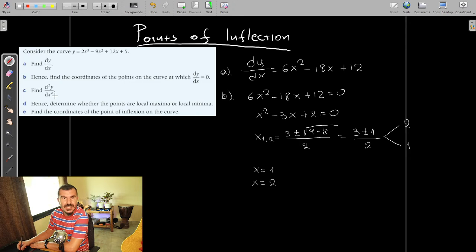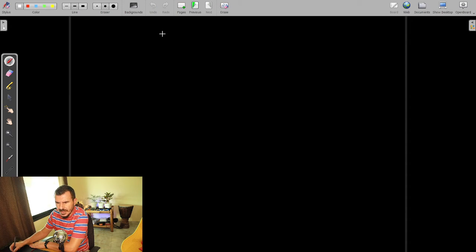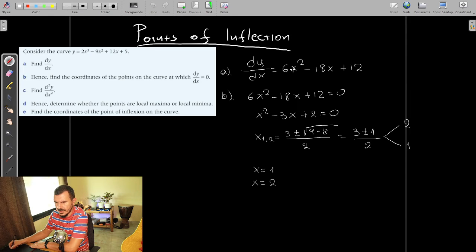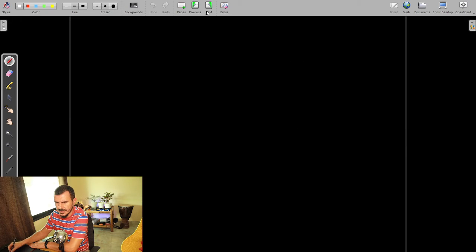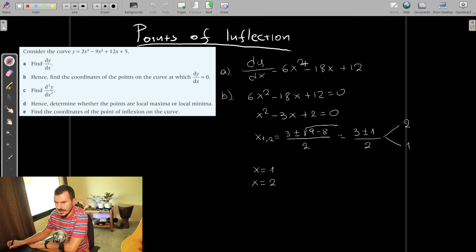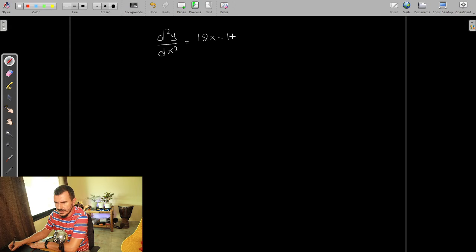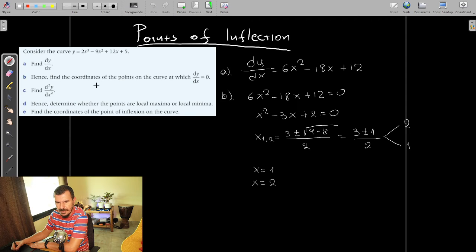C. Find the second derivative. Okay, let's come here. The second derivative, that's how I denote it, is 12x minus 18. That's my second derivative. Hence determine whether the points are local maxima or local minima.